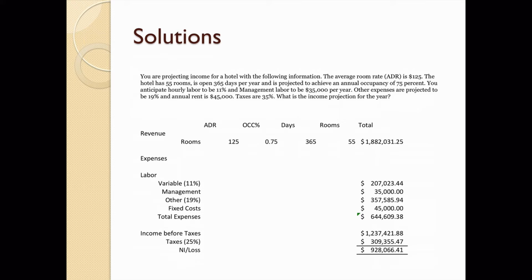And we're going to do all of our expenses as we did with the restaurant example, and we get $644,609.38. We're going to subtract our total expenses from our revenue, and we get $1,237,421.88. And we're doing the tax rate the same way. We're going to multiply that income before taxes by 0.25, and we get $309,355.47. And then we're going to subtract our taxes from our income before taxes to get our net income or loss. In this example, we get $928,066.41 of net income.